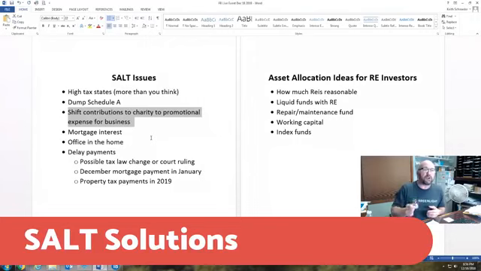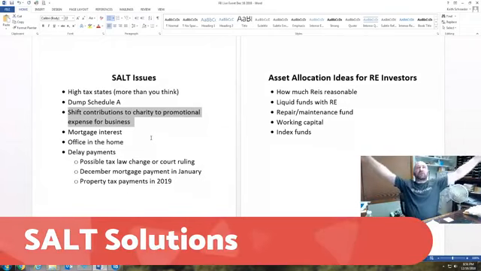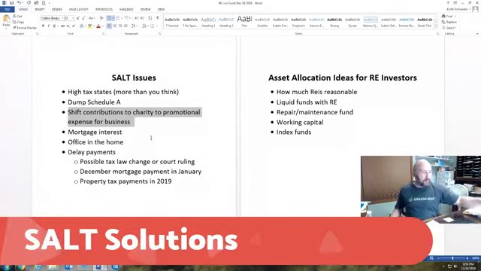Shifting contributions to charity for promotional expenses for business. This works for people who are real estate agents, or have a side gig, a side hustle, or a small business. Even if you have rental properties, this might work on a limited scale. Here's what we're going to do. Let's use my business for an example. I have Tax Prep and Accounting Services Incorporated. That is my company, my business.